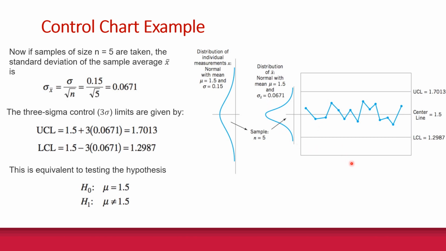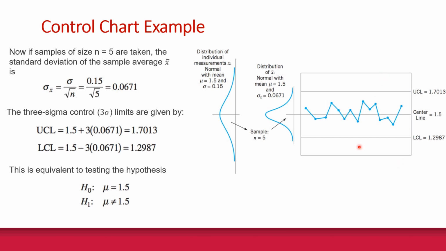Now, to actually construct the control chart, the center line is at the mean, 1.5. The upper control limit and lower control limit are set at plus or minus 3 sigma. I've done the calculation for you here: that's the mean plus 3 times the sigma we calculated. The significance of this is that this control chart is exactly equivalent to testing this hypothesis. The null hypothesis is that the mean is 1.5, and the alternate says it's not. So, instead of doing that complicated one-sample Z test, we can just look at the control chart.